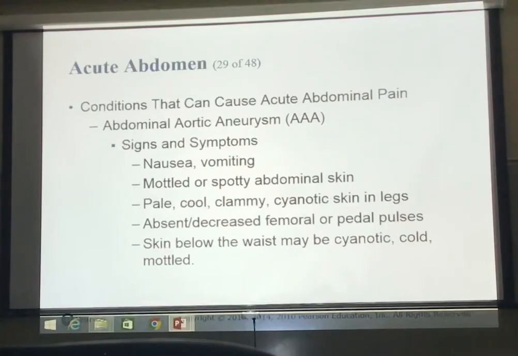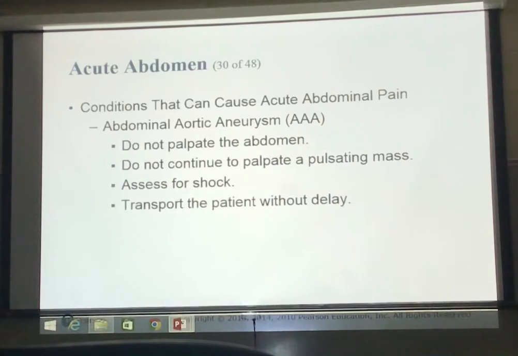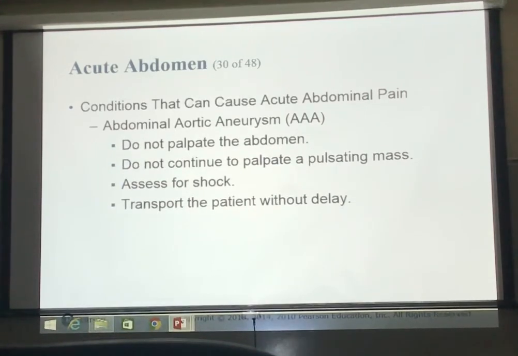Pressure or excessive movement can aggravate the aneurysm, causing it to leak and rupture. A pulsatile mass may be felt. The abdomen may be rigid and tender if rupture has occurred. Assessment for shock is crucial. Transport without delay. If the rupture is in the process of occurring, this is an absolute emergency.